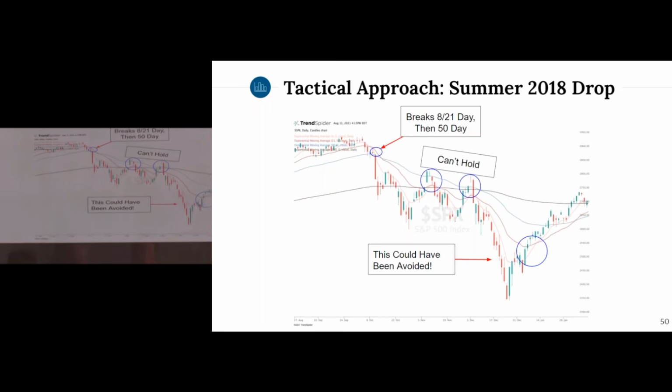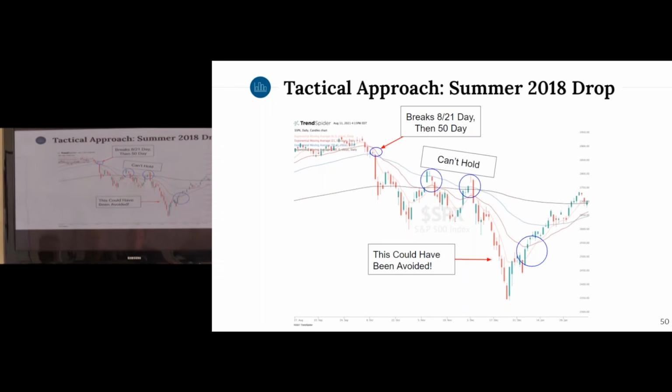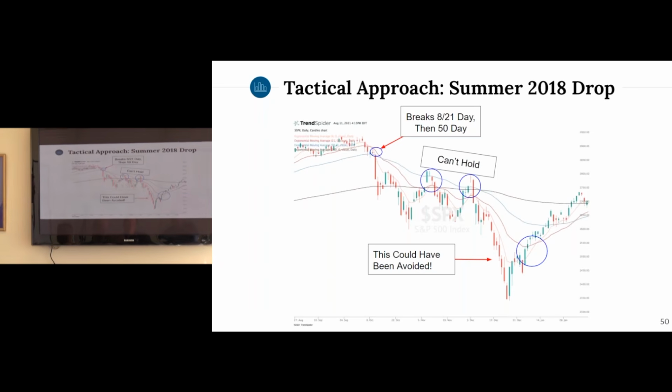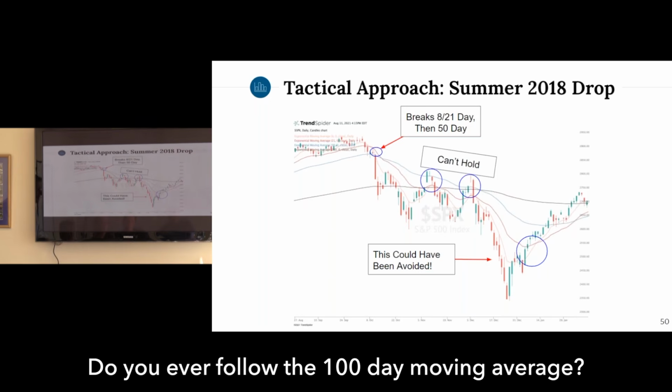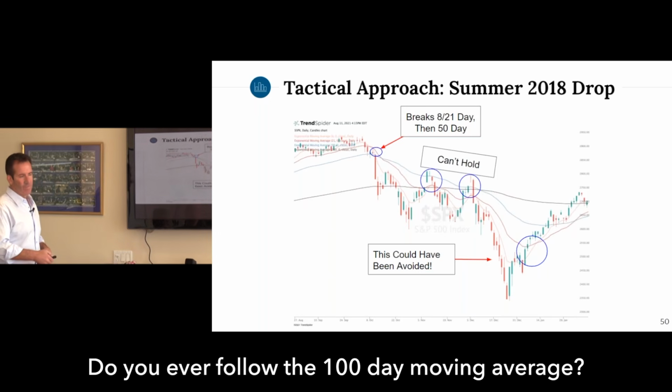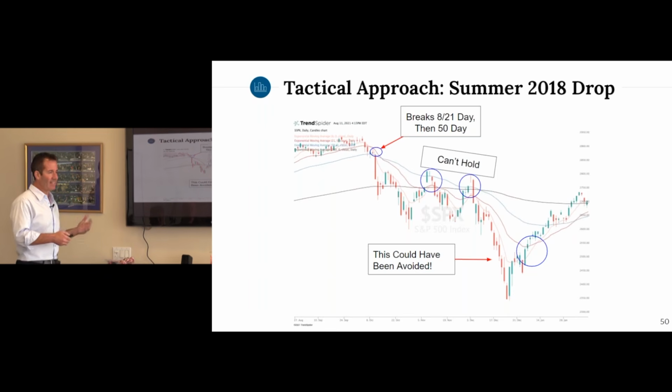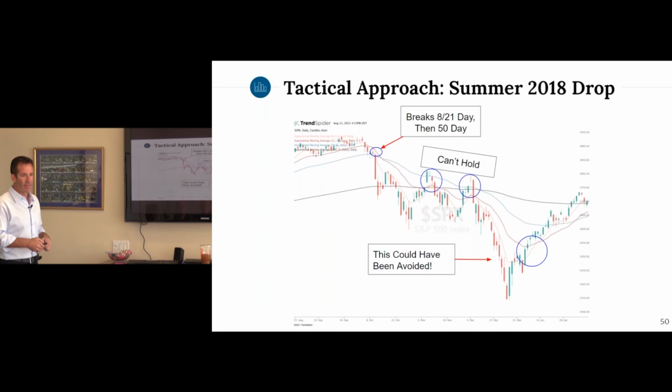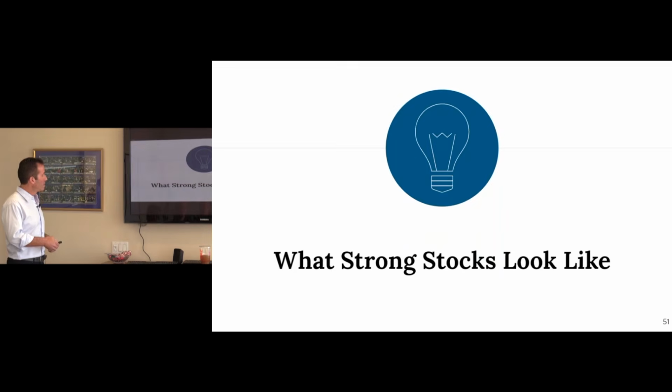But again, using the moving averages helps you at least gauge how involved you want to be, long or short. Do you ever do the 100-day moving average? Yeah, sometimes, but that's like a pause. It's not really that valid or that compelling. Some people use the 150-day moving average, you know.